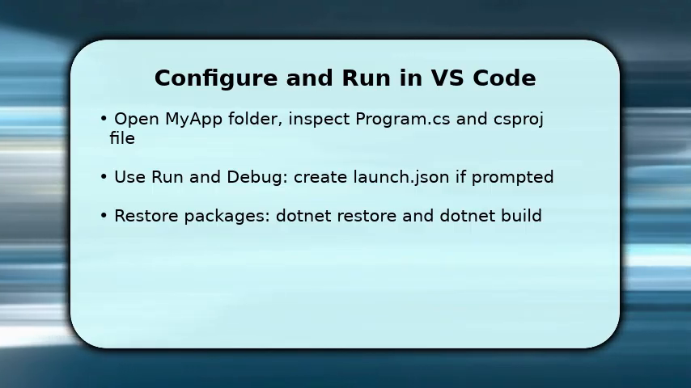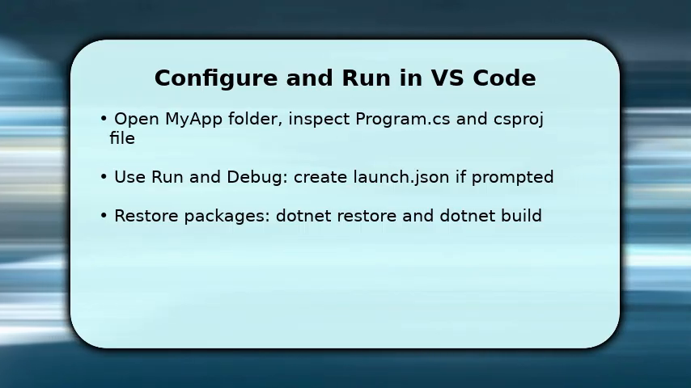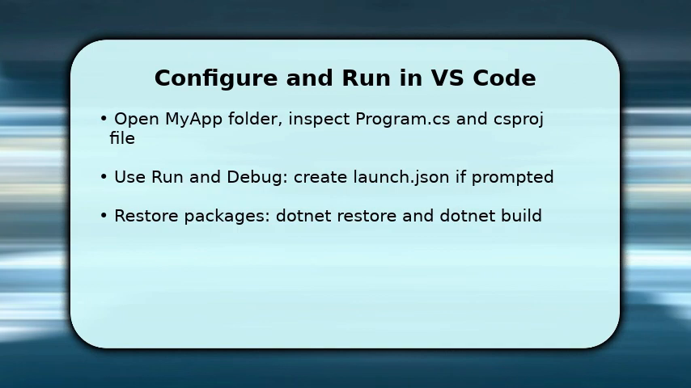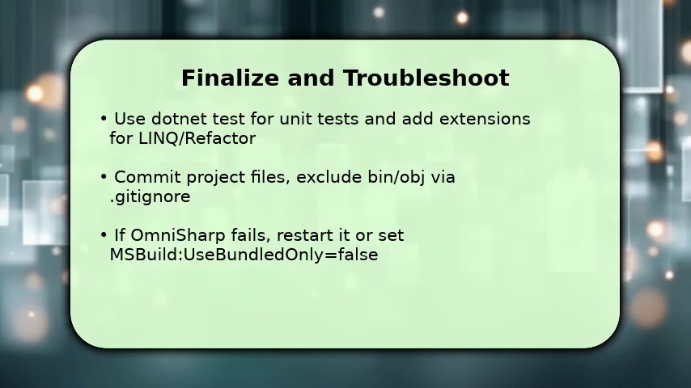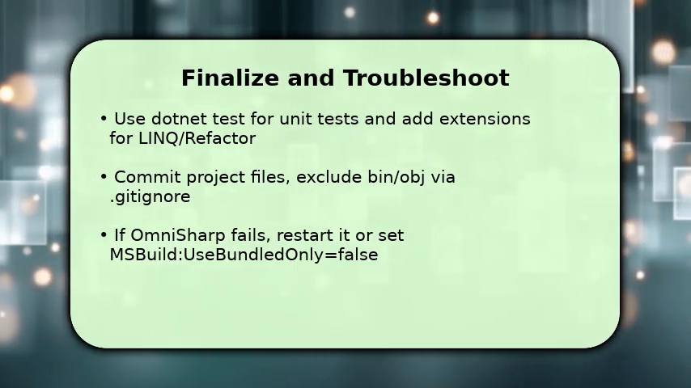Use the Run and Debug panel or press F5 to start debugging. Set breakpoints in code to step through and watch variables. Make sure IntelliSense suggests types and quick fixes. You finish by running tests with dotnet test and adding helpful extensions for refactoring and code analysis.